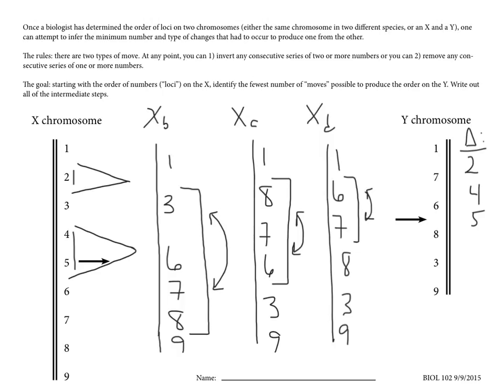In sum, it looks like it requires 2 deletions, 2 deltas, or triangles, and 3 inversions, minimum, to go from the X chromosome on the left to the Y chromosome order of loci shown on the right. And I have 2 follow-up questions that I'd like you to think about. The first is, did you find a way that involves fewer steps? Was there a way for you to go from the X chromosome on the left to the Y chromosome on the right requiring fewer than 5 chromosomal rearrangements?